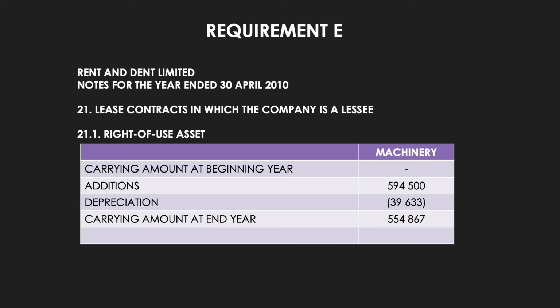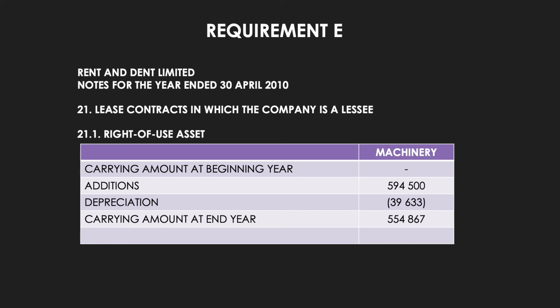Requirement E did not have to be completed for the purposes of the assignment. However, in order to look at this question in its entirety, I will be taking a look at Requirement E. Requirement E asked us to prepare the notes for the year ended 30 April 2010 relating to this lease. The note relating to lease contracts in which the company is a lessee is generally Note 21 in financial statements, and this note is made up of many sub-notes. So 21.1 relates to the right of use asset, 21.2 relates to income and expenses relating to the lease, and so it goes on. So the first one is 21.1, which is the right of use asset.